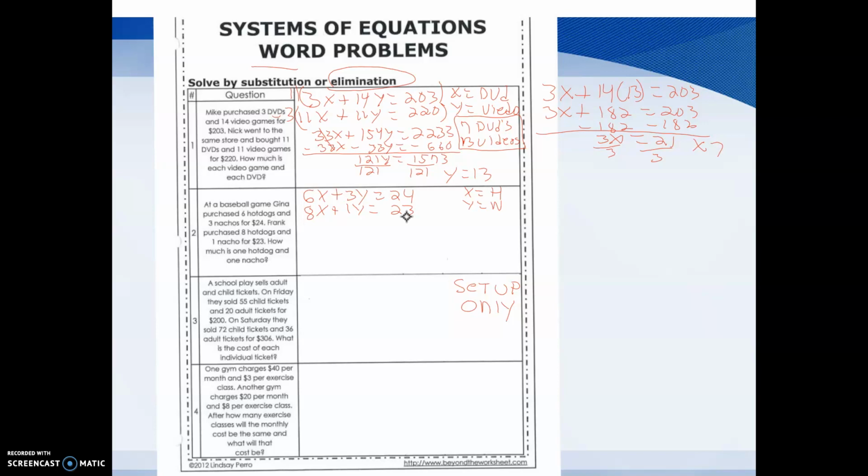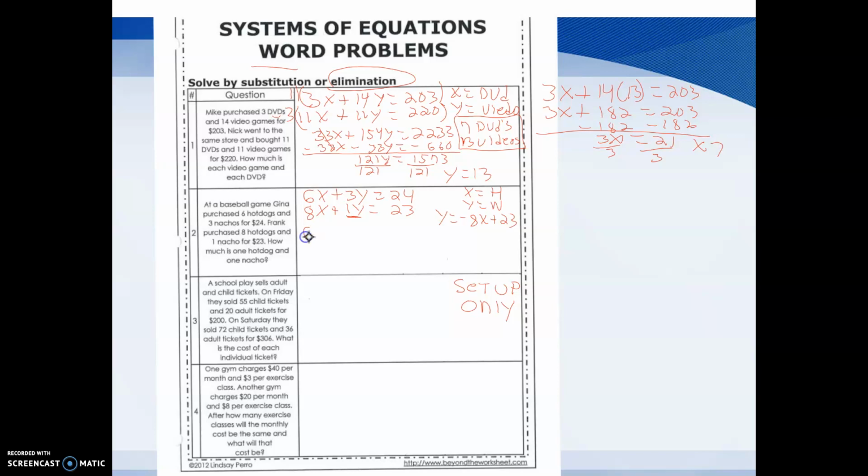So if we're going to use substitution, remember we have to get one of the variables by itself, so we're going to get y by itself, okay? So what we're going to do is I'm going to subtract 8x, okay? And then I'm going to plug it into the other one. All right. So if I'm going to use this method, that means I've taken y, gotten it by itself, and then I'm going to plug it into the top one where I see a y, right?